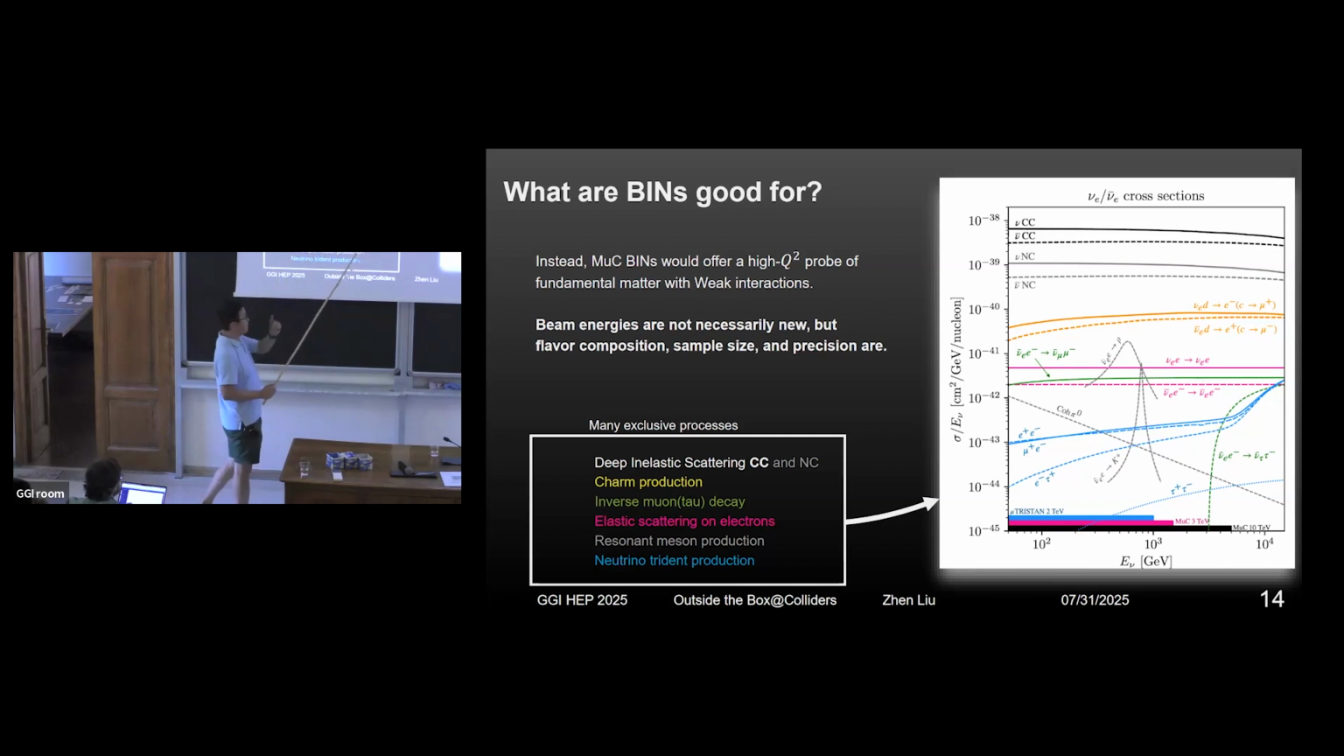There is an interesting geometric effect that I'll show you later on as well. But generally, you will see we have charged current dominance. There's also neutral current. So we have some very interesting deep inelastic scattering, charm production, elastic scattering on electrons, and also resonant meson production and neutrino trident production. All sorts of effects can enter in this beam.